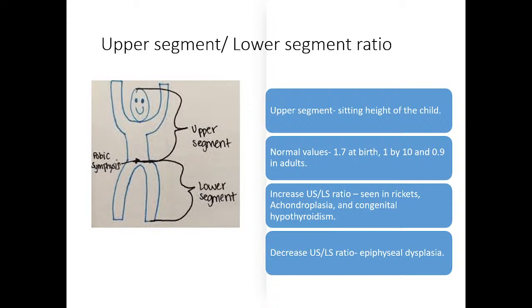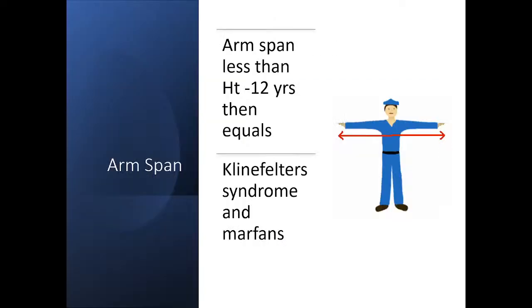What does it indicate to take this upper segment lower segment ratio? Obviously, you can see it in rickets, because rickets is the disease of the growing bone. Whenever the child starts growing, it usually damages the cartilages and results in achondroplasia and congenital hypothyroidism. So these are the children who usually have the upper segment lower segment ratio at the infantile ratio. And in conditions like epiphyseal dysplasia, there is a decreased upper segment lower segment ratio. So that is the importance of taking the ratio, and then you can decide where you are going.